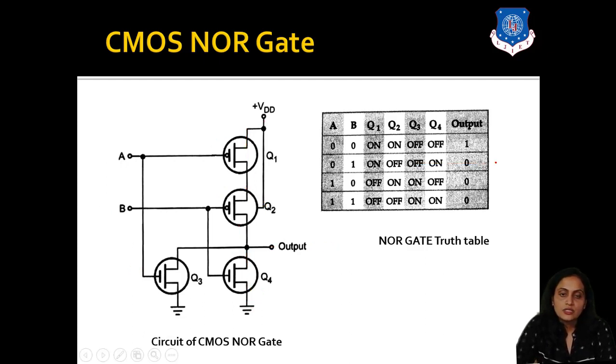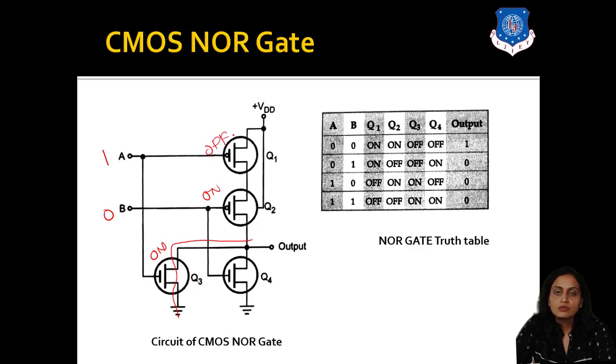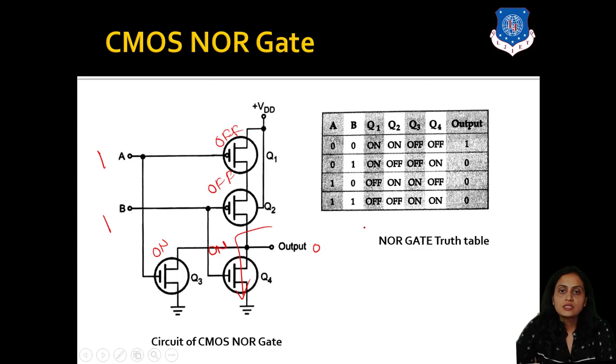If we have the opposite, that is A 1 and B 0, then you will find connectivity of output through Q3 because Q3 is on. Here this will be on, but this will be off, so no connectivity of output to VDD. And at last, if we apply both of these inputs 1, then what happens? Both Q3 and Q4 are on, all else are off, and again the output is connected to the ground, so it is logic 0. So this is how the CMOS NOR gate is designed.